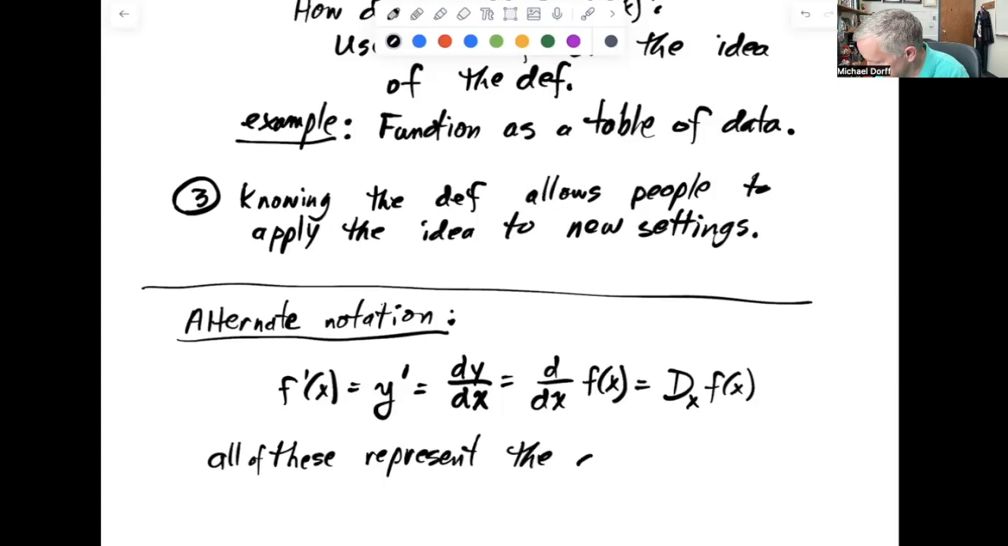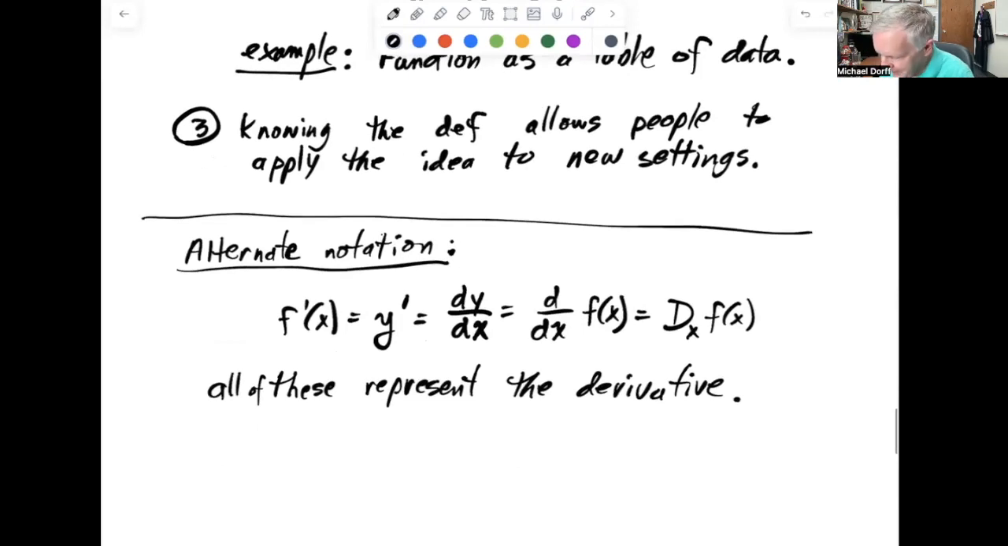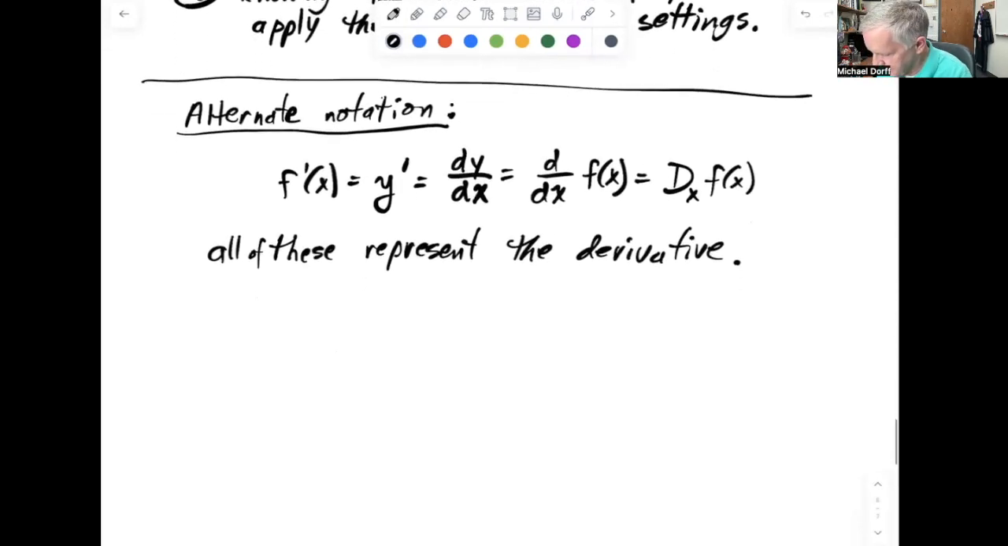Okay, I'm getting that low battery signal on my iPad here, so hopefully I can finish this before we get done, or my battery runs out.